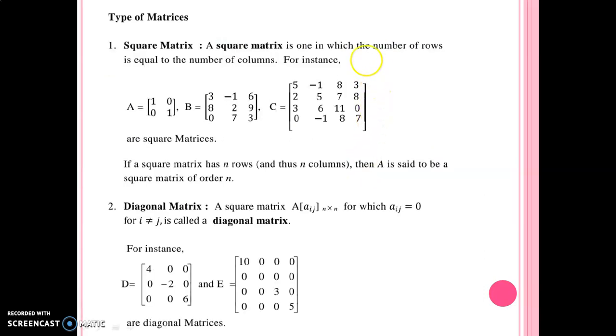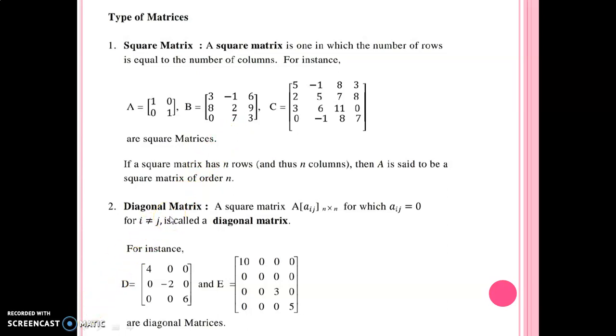Next, we are given types of matrices. We'll start with a square matrix. A square matrix is one in which the number of rows is equal to the number of columns. So, for example, matrix A has 2 rows and 2 columns. So, its order is 2 by 2 and it is a square matrix since the number of rows and number of columns is the same. Similarly, the matrix B has 3 rows and 3 columns, so it is also a square matrix.